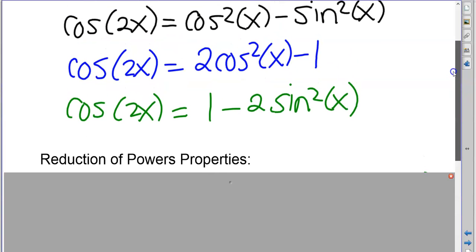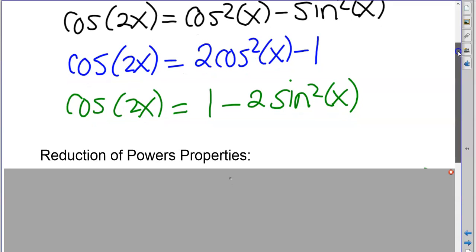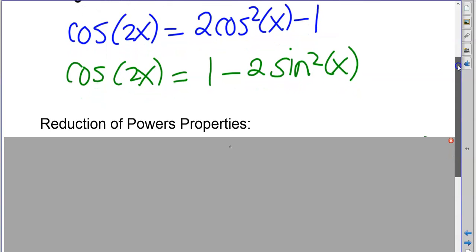Okay, recall that there were three different ways to write cosine of 2x. We'd think one would be sufficient, so why would we have the other two? Well, the other two are actually a means to an end. They're going to lead us to the reduction of powers properties. So we're going to just look at these two.